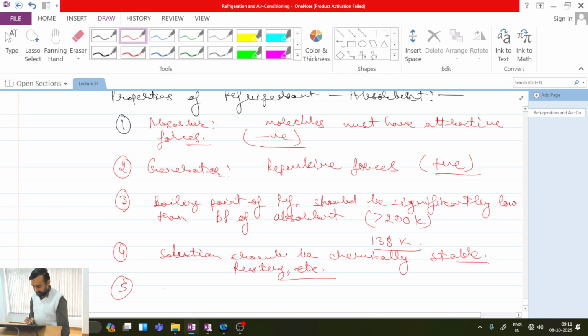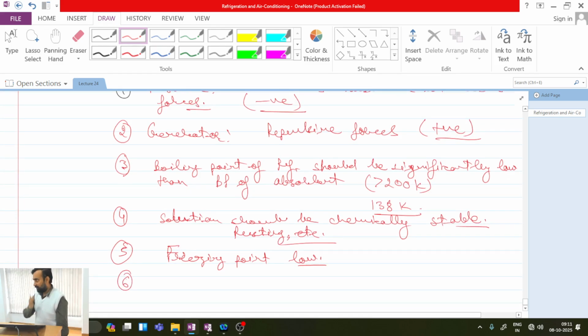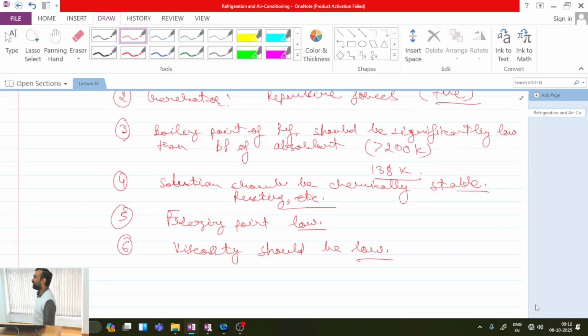Fine. Number 5, freezing point should be low. If the freezing point is high, then what will happen? In low temperature zones it may freeze and block the pipelines. Number 6, it passes through multiple pipes, so viscosity should be low, because if viscosity is more, then pumping power will be high. So these are some of the desired properties of the refrigerant and absorbent mixture.